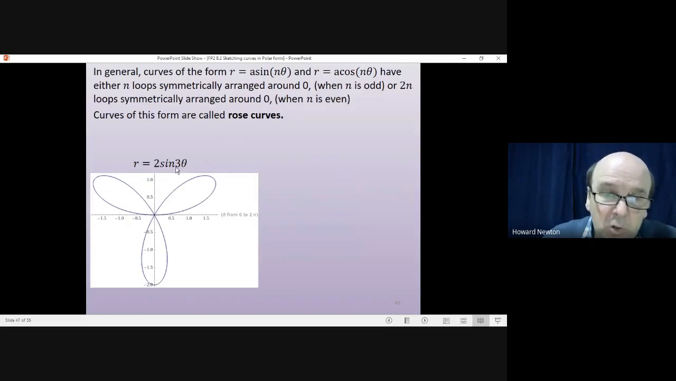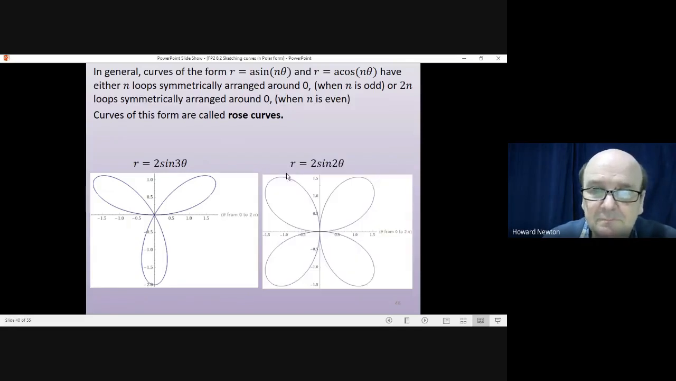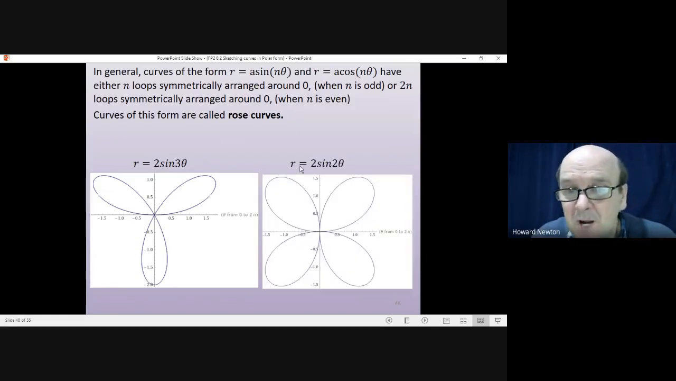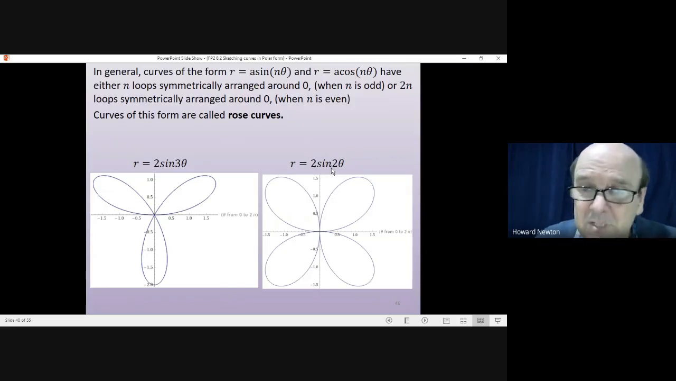So r equals 2 sine 3 theta. Because 3 is an odd number, you get 3 loops. So 3 theta means you'll get 3 loops symmetrically arranged. 5 theta, you'll get 5 loops. 7 theta, you get 7 loops. But note, when r is equal to 2 sine 2 theta, because 2 is an even number, you're going to have to double it. So instead of being 2 loops, you get double 2. You get 4 loops symmetrically arranged.